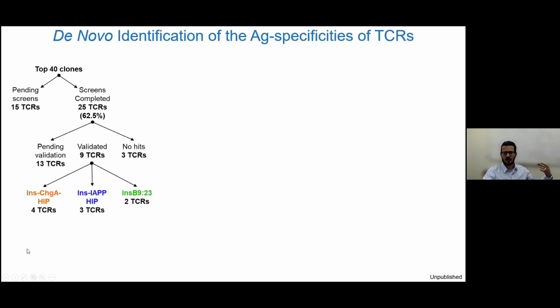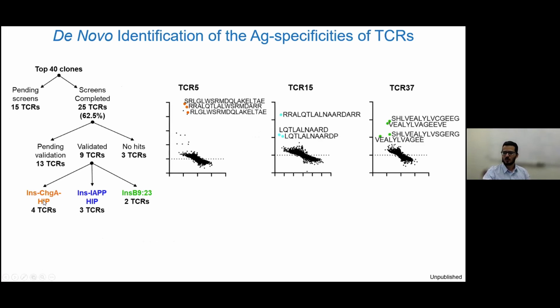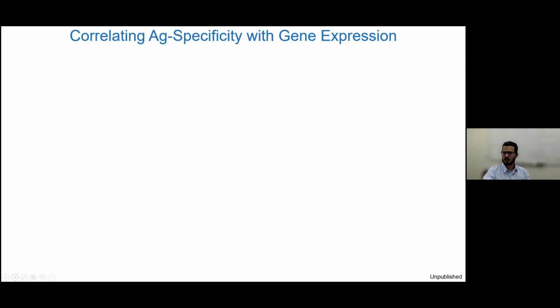So far in our current ongoing efforts, we're applying this library to identify antigen specificities of these top 40 TCRs. What we have so far are several TCRs for which we have already de novo identified their specificities. These are either specific to hybrid insulin peptides shown here or insulin. And of course, we are doing more and more antigen discovery and validation studies to really define the antigenic landscape of CD4 T cells.